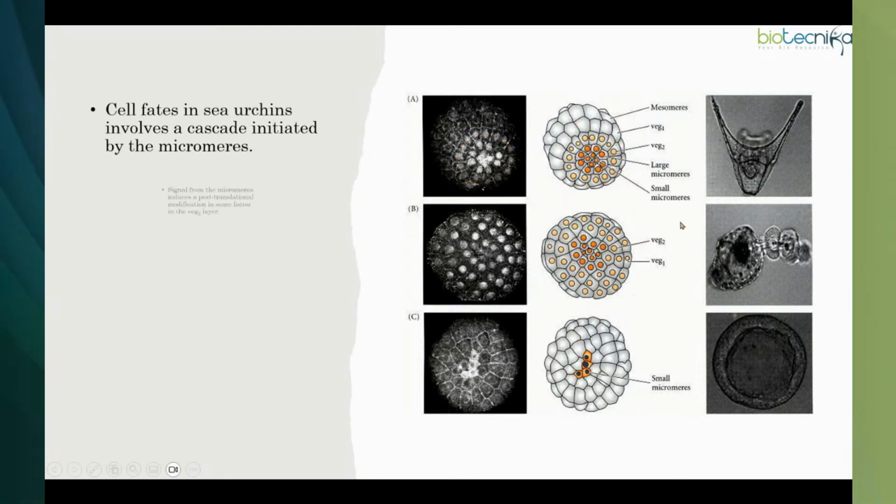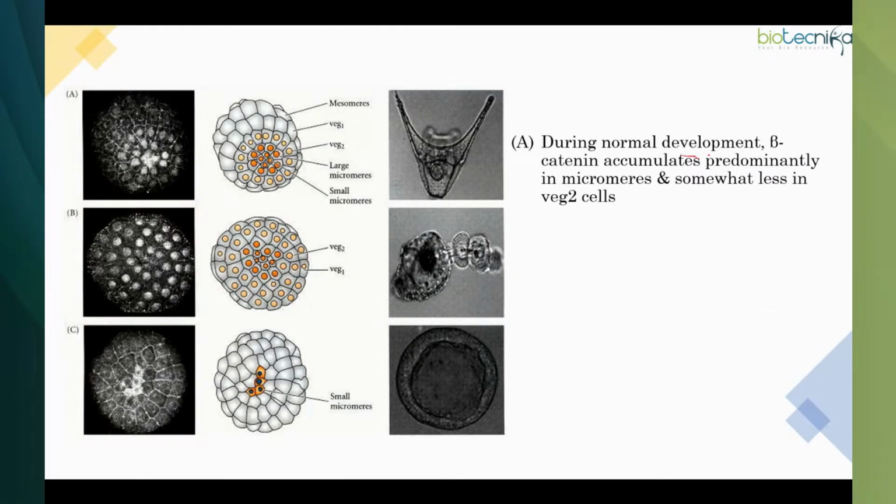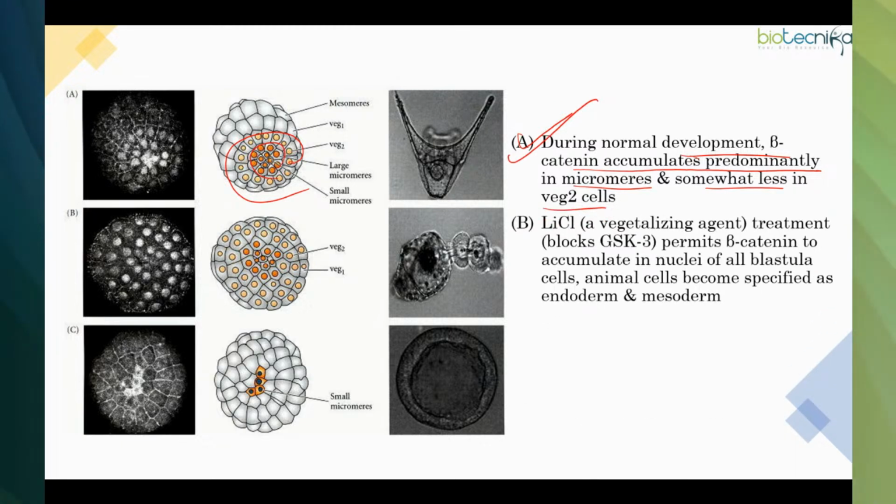In the first case, if you see over here, during normal development, beta catenin accumulates predominantly in micromeres and somewhat less in veg2 cells. So this is correct, option C is correct. Now option D talks about lithium chloride. Lithium chloride will actually block the GSK.